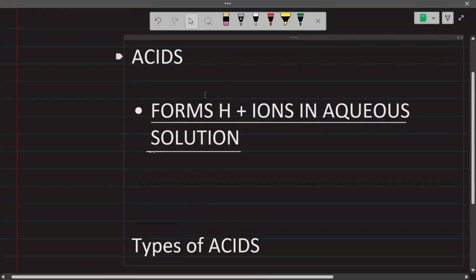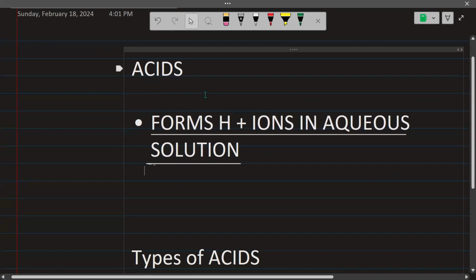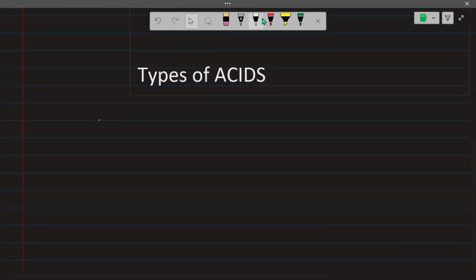Okay. So what are the types of acid? There are two types of acid. One is known as strong acid, and the other is known as weak acid. Okay. So how can we identify a strong acid?